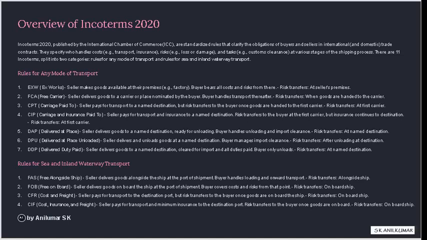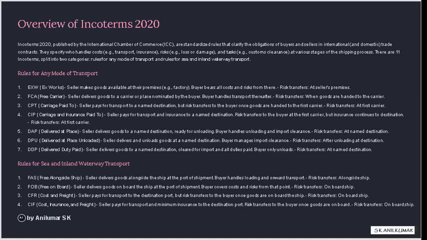It will specify who handles the cost for, say, transport or insurance or customs duty. It specifies when the risk, that is the risk of loss or damage, will be transferred from the supplier to the buyer. It will also specify what tasks, for example customs clearance, will be carried out by whom at which stage or port. So there are mainly 11 Incoterms and they are split into categories called rules for any mode or rules for inland waterway or sea.